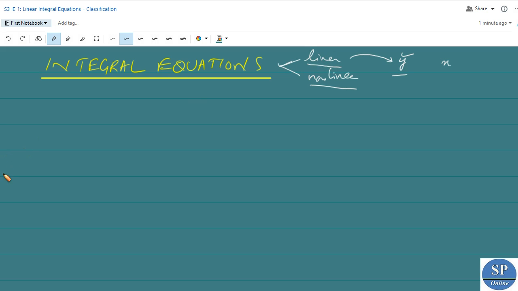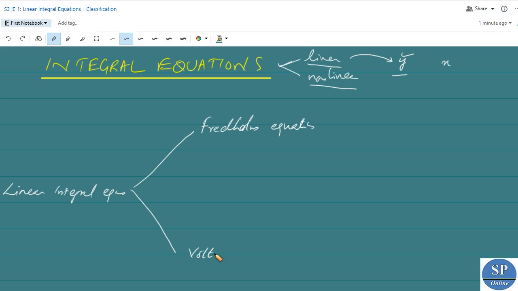Okay. Now, first of all, we can classify linear integral equations. So, we can classify this linear integral equation into two. First one is Fredholm integral equations. And second one is Volterra equations. Now, what is Fredholm integral equation?